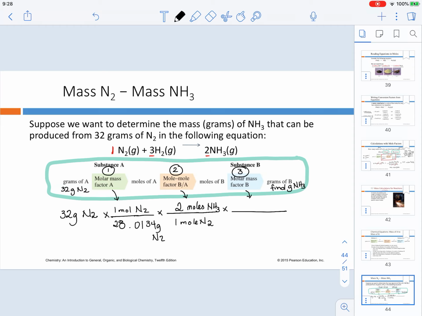Then lastly, as you can see, we're going to be utilizing the molar mass of that second substance. And we know that when it comes to molar mass, we're going to say 1 mole of that second substance, which in this case is NH3. And we need to find the grams of NH3.